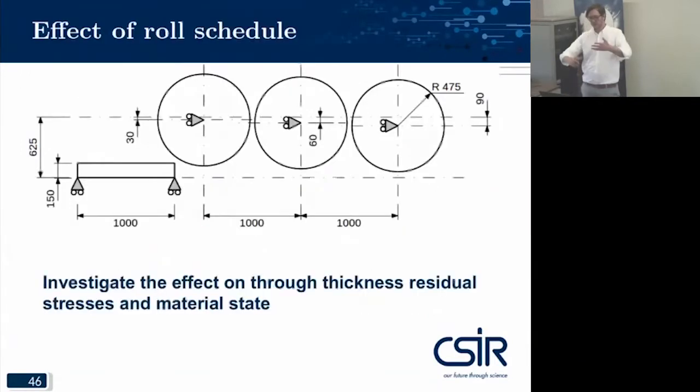Now, we get back to our original problem, where we want to do different rolling reduction schedules. Considering this high-strength, low-alloy steel, we want to see what the effect is on the through-thickness variation of the final product. If we reduce it, for example, 30 millimeters, 30 millimeters, 30 millimeters for this section, what is the through-thickness variation? If we instead reduce it 20, 40, 30, how does that look? And we can look at the residual stresses, residual plastic strains and deformations within the material once we've gone through all these deformations.